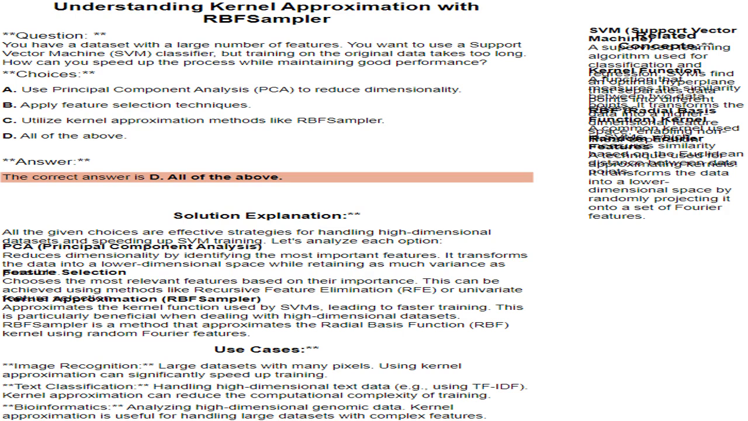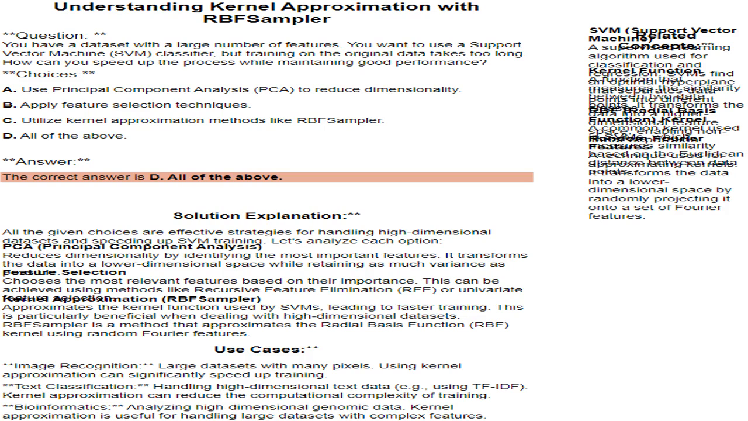Text classification tasks often involve high-dimensional text data, represented using methods like TF-IDF, term frequency, inverse document frequency. Kernel approximation methods can effectively reduce the computational complexity associated with training SVMs on such large datasets. Bioinformatics. Analyzing high-dimensional genomic data. Kernel approximation is useful for handling large datasets with complex features.